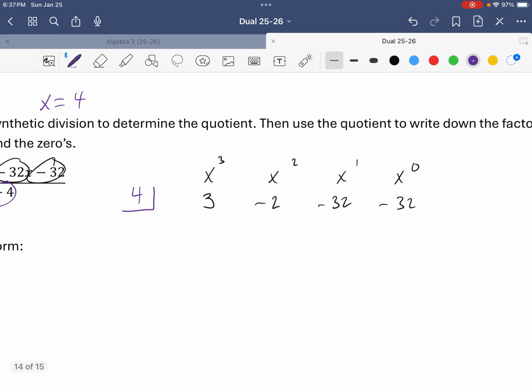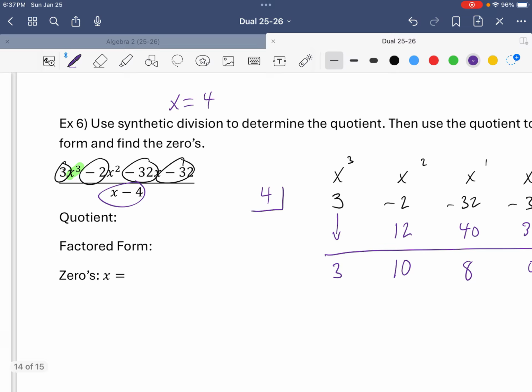Now we'll do synthetic division. That's a 3. 4 times 3 will give me 12. Negative 2 plus 12, that'll give me 10. 10 times 4 gives me 40. Negative 32 plus 40 gives me 8. And 8 times 4 is 32, a positive 32. And negative 32 plus 32 is 0.